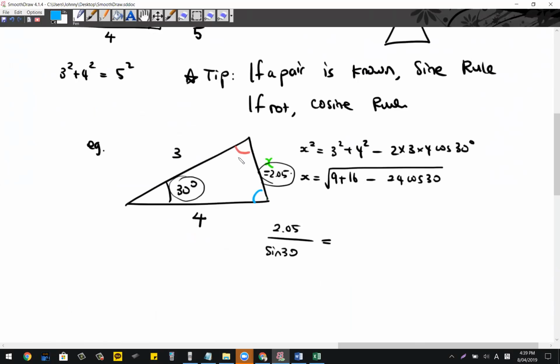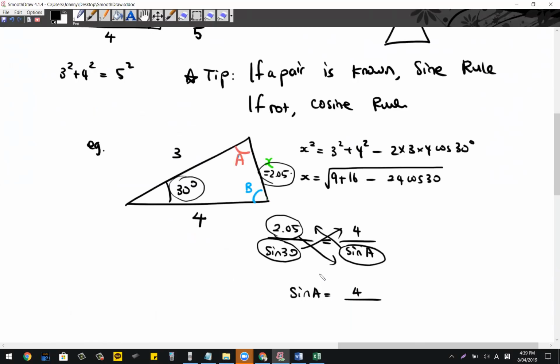So I'm going to call that A. I'm going to call this B. This is sine of A and 4 there, right? And then just move this one there, move this one there, move this one there. So it's the cross multiplication method. So sine of A equals 4 over 2.05 and then sine of 30 on top.